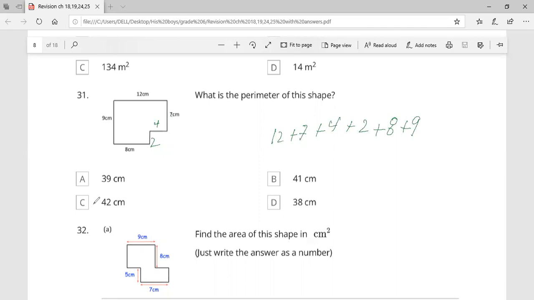Try to concentrate how to find the perimeter and how to find the area. Don't confuse. Perimeter depend about addition. We have to find the missing side. Area, we have to divide the shape first. After that, find the area of each part. We can add or subtract according to the shape. Okay, here is what I mean. We get 42. Okay, the next one.